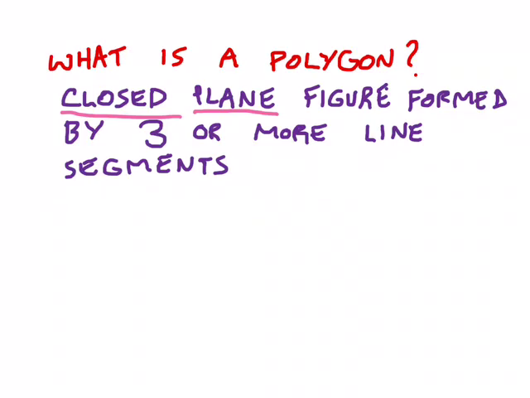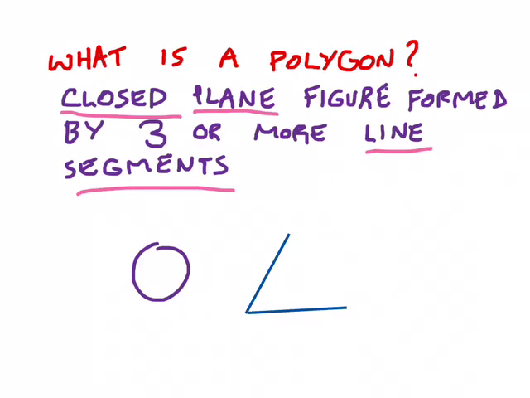Finally, a polygon has to be made up of line segments, which means things like a circle are not going to be polygons. Anything with any sort of curve or arc to it is not a polygon. It has to be exclusively made up of straight lines. Even if most of it is made of straight lines, but some other chunk of it is not, that is not going to be a polygon. It can only be made from line segments.